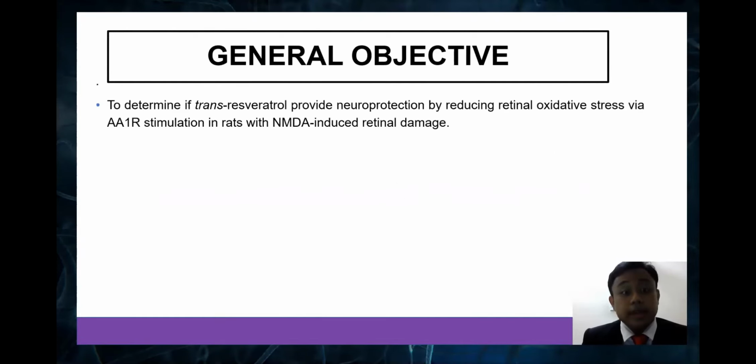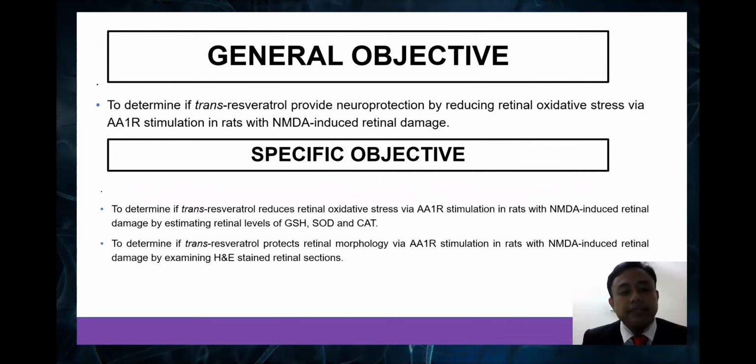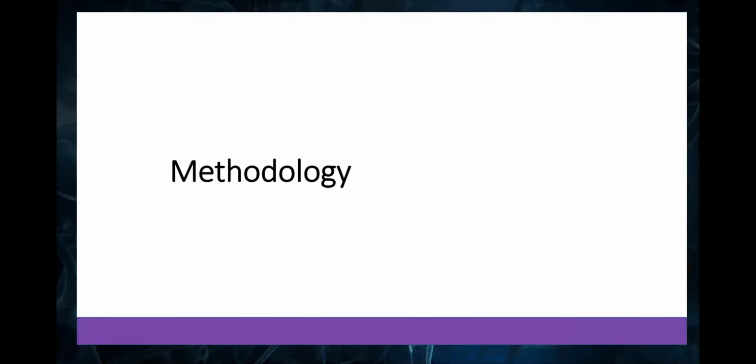My general objective is to determine if trans-resveratrol provides neuroprotection by reducing retinal oxidative stress via adenosine A1 receptor stimulation in rats with NMDA-induced retinal damage. My specific objective is to determine if trans-resveratrol reduces retinal oxidative stress through adenosine A1 receptor stimulation in rats with NMDA-induced retinal damage by estimating retinal levels of GSH, SOD, and CAT, and to determine if trans-resveratrol protects retinal morphology via adenosine A1 receptor stimulation in these rats by examining the HNE stained retina.